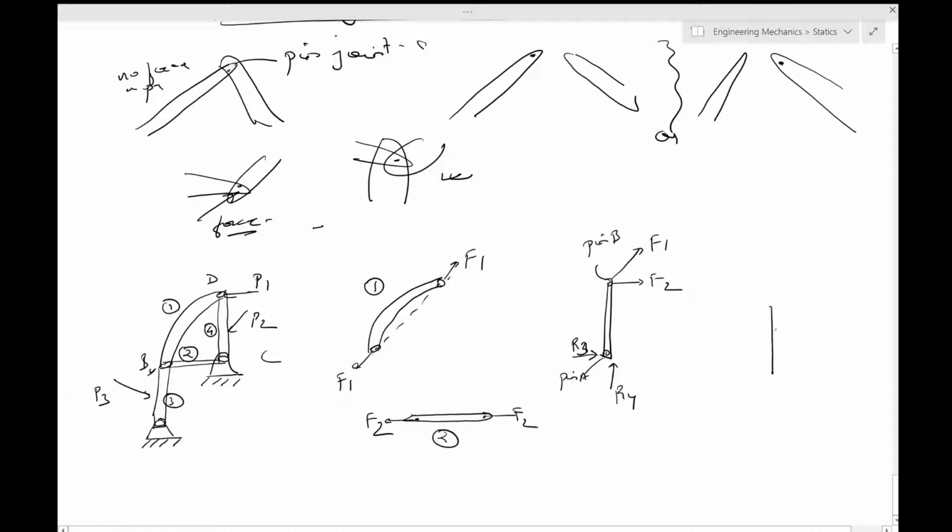Now let's look at this member 4 also. This is pin D, this is pin C, P1, F1, this is 3, this is 4, this is P2, then R2, F2.